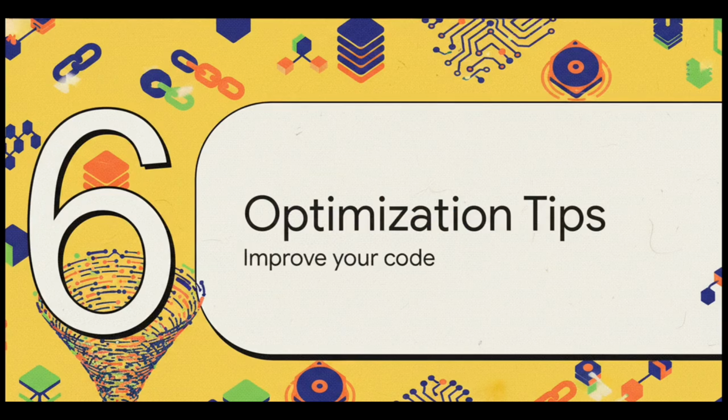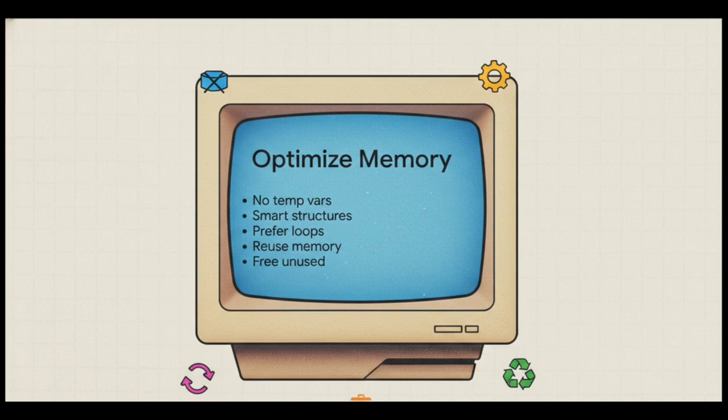Finally, Section 6. 5 tips to optimize your code right now. Let's shrink that footprint. Number 1. Ditch the unnecessary temporary variables. 2. Pick efficient data structures. Actually, scratch that. Make sure you pick the right ones. Don't use a massive 2D array if a simple list does the job.